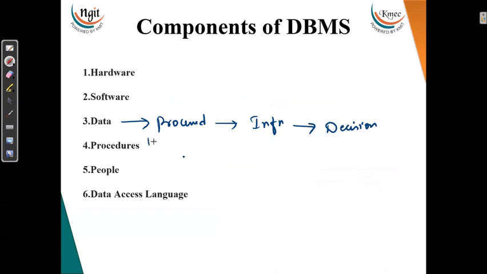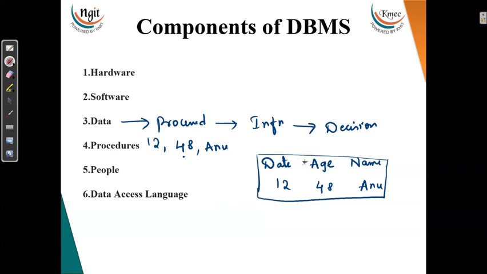So if the data is taken as 1248 Anu, if this is the data, then we can put it in a format: date, age, and name of a person. So 1248 Anu. So these collected facts are kept in a proper order, and that's how it is called information. Now it is readable. A person with the name Anu, with age 48, was born on the 12th in the month of June of 2000.